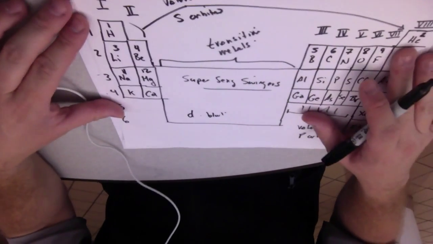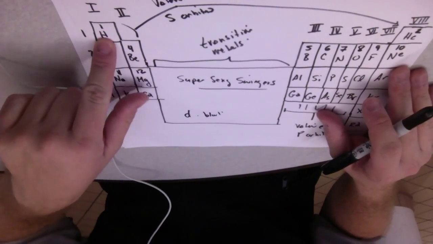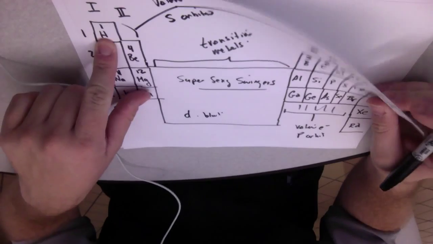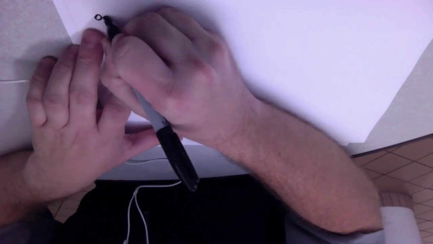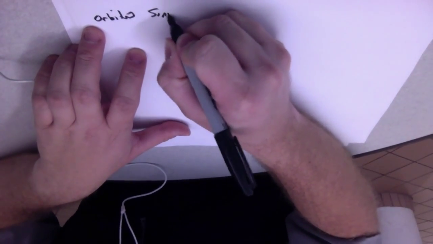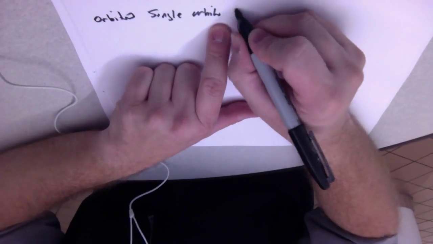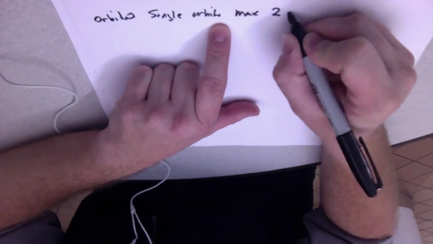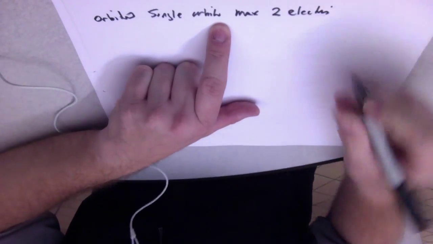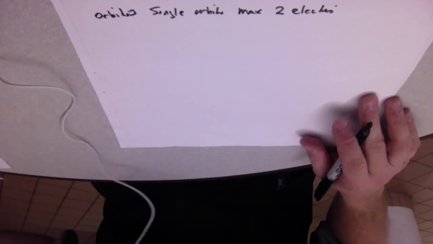So when I look at electron configuration, let's just start at hydrogen, and I'll show you how this works. When we look at orbitals, a single orbital can only contain a maximum of 2 electrons. Maximum of 2 electrons per orbital.